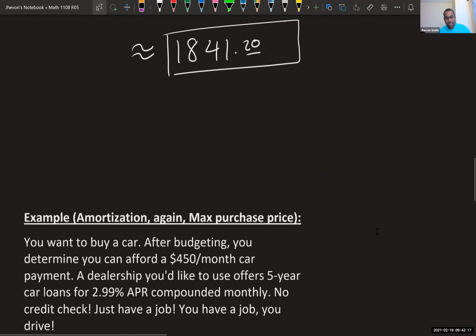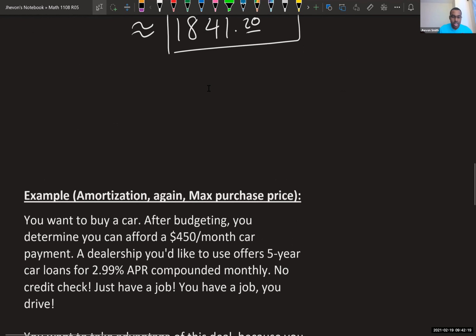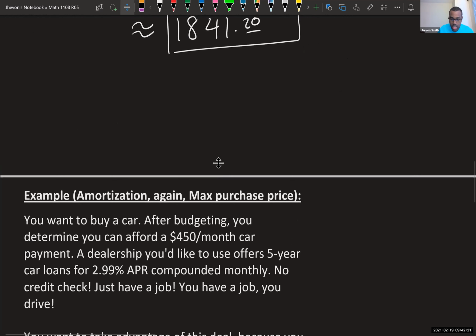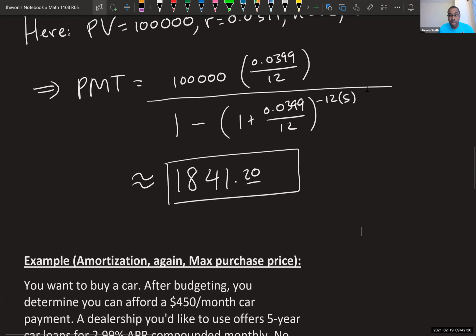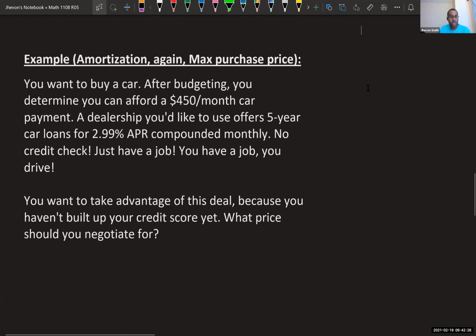Chances are you would have to pay a lot more, because chances are they're not going to give you a loan for more than 5, maybe 10 years. Okay, so let's look at another example.